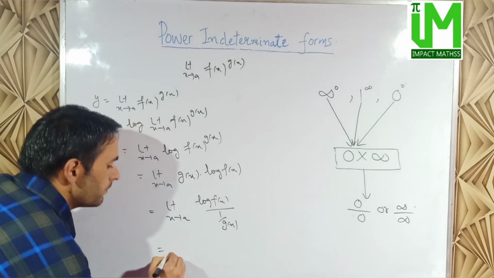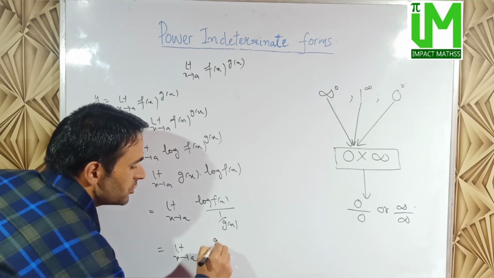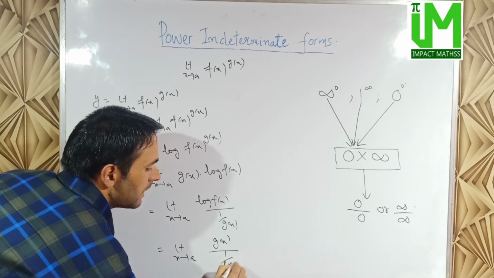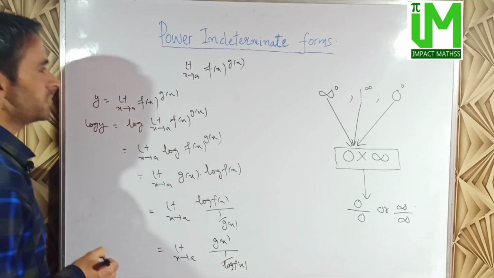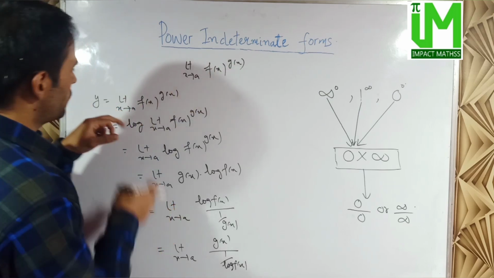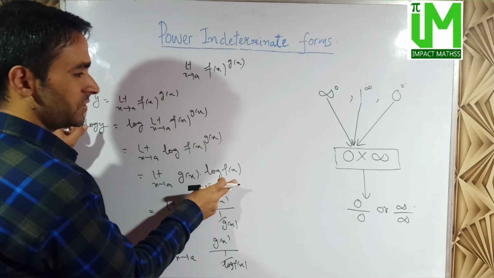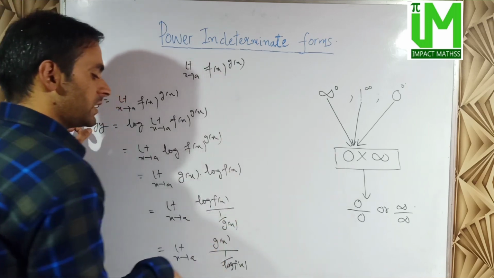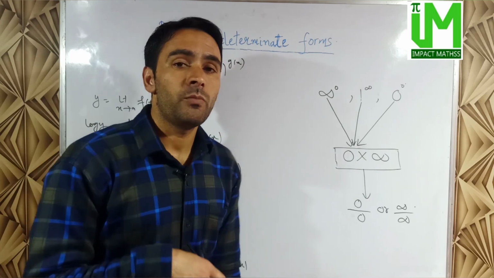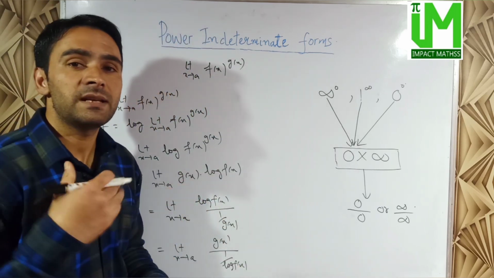और हम ऐसा भी लिख सकते हैं limit x approaches to a gx divided by 1 over log of fx. So that means कि limit x approaches to a fx raised power gx. So first of all log apply करके हमने 0 into infinity type में लाया, फिर then वहाँ से 0 by 0 form और infinity by infinity form में ला के हम इस पे L'Hopital's rule apply कर सकते हैं.